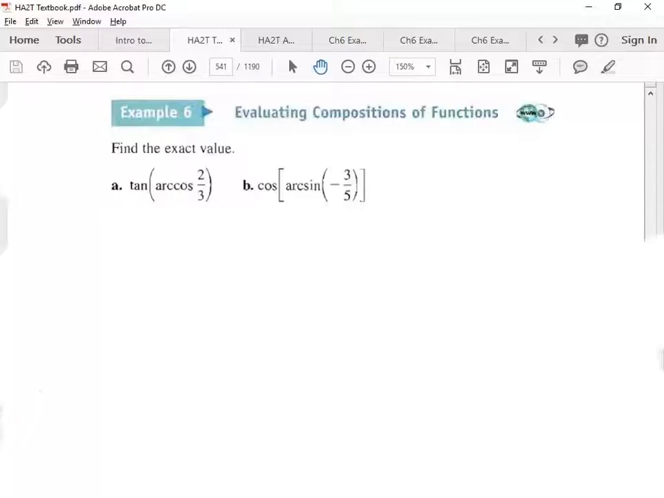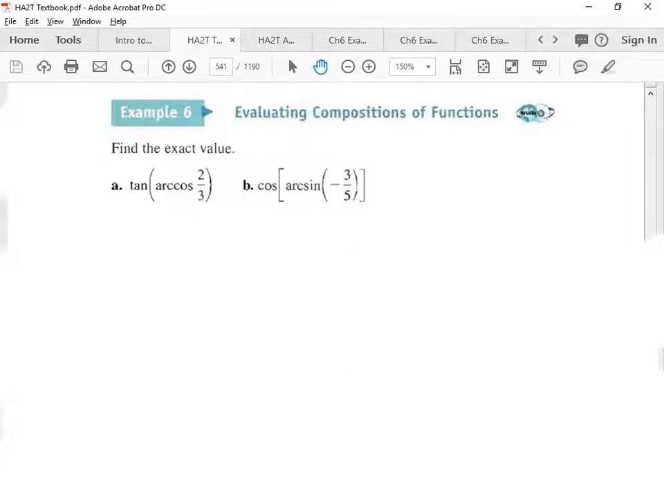We got some inverse trigonometric functions inside of other functions. What do we do with that? These are not opposites. That's tangent. This is arc cosine. Earlier we saw one that said tangent and then arctangent, and those just cancel each other out. But what do we do with these ones? They don't just cancel each other out.